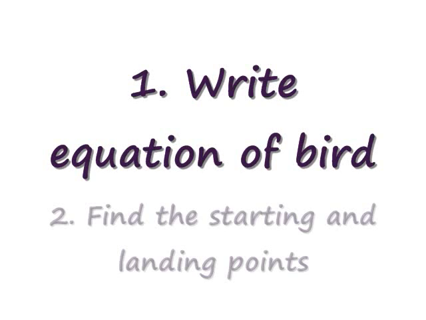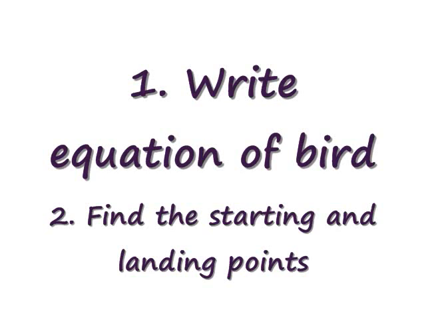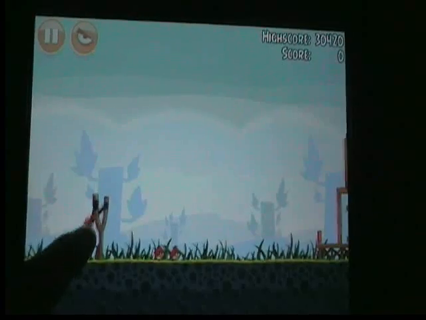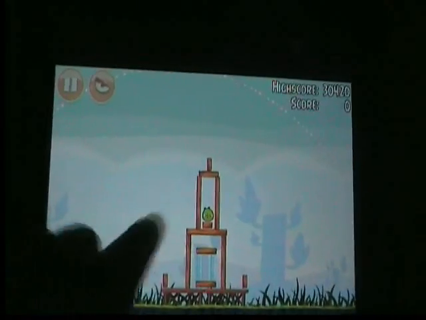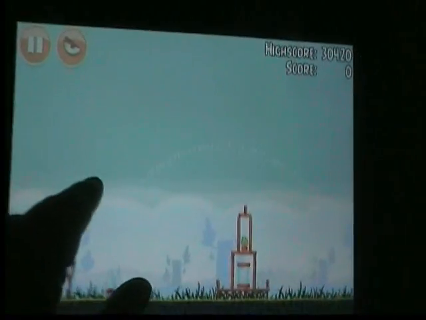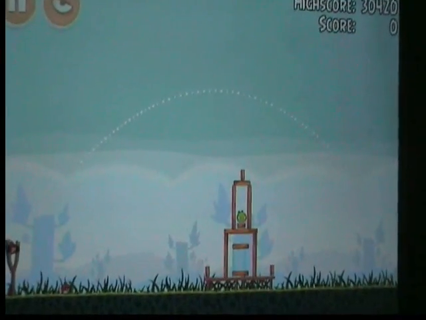So the first two things you need to do are, first, write an equation to represent the flight of a red bird, and second, find the start and the landing point of the bird. It's actually easier to find the start and the landing point first before you try to find the equation of the graph.